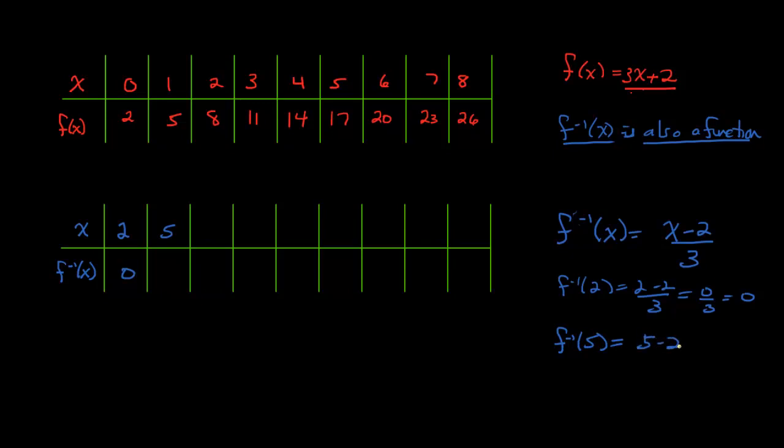And we're going to have 5 minus 2 all over 3, which is 3 over 3. And that's a value of 1. That's interesting. And let's go ahead and continue. Sometimes I work left to right and top to bottom. So now I'm going to go ahead and choose another random value.